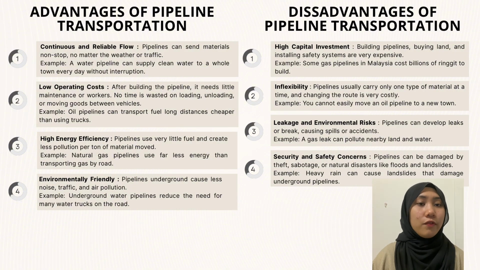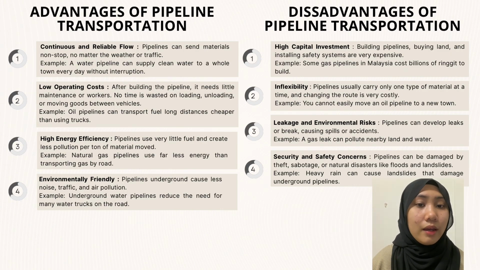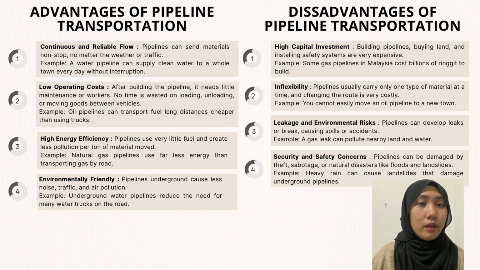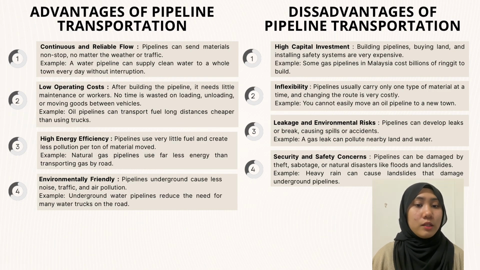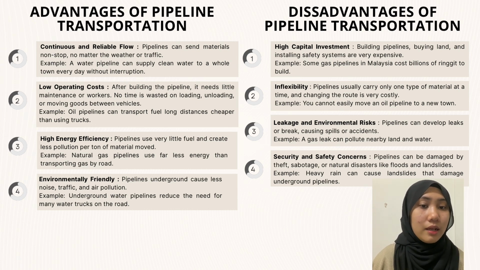Next, leaking and environmental risks. This is because a pipeline can develop a leak or break, causing spills or accidents. For example, a gas leak can pollute nearby land and water. Lastly, security and safety concern, because a pipeline can be damaged by sabotage or natural disasters like floods and landslides. For example, heavy rain can cause a landslide that damages underground pipelines.